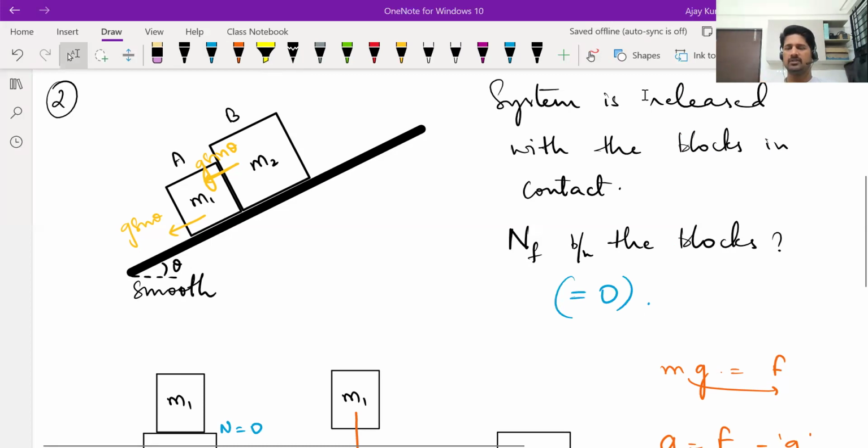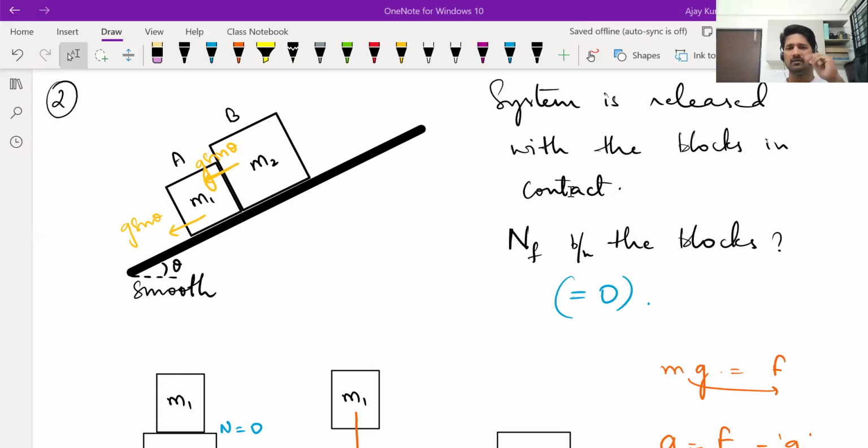We imagined the situation with the blocks separately. Had only M1 been there, what would have happened? Had only M2 been there, what would have happened? We find that they would have accelerated at the same rate if they had been alone. Now, if they are together also, they'll accelerate at the same rate only. Gravity is still the same, whether they are together or separate.